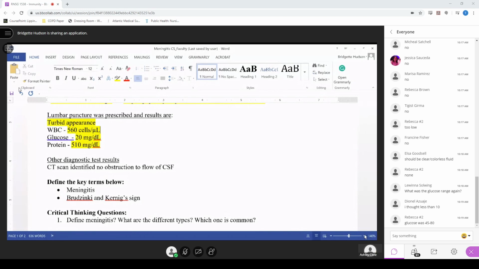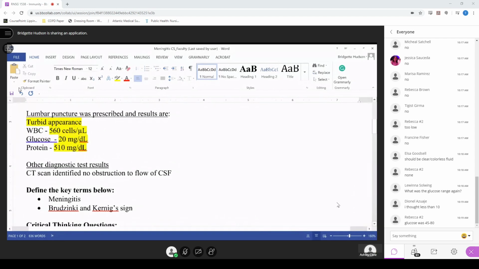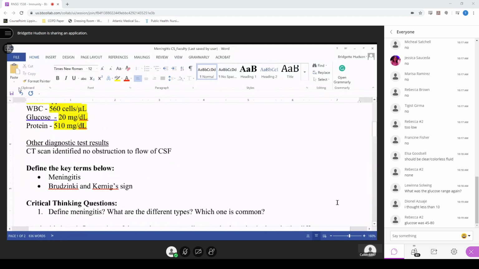Okay, it's an inflammation of the meninges, which cover the brain and spinal cord. The three major types are bacterial, viral, and fungal. Bacterial is the most common, usually streptococcus or Neisseria meningitidis. Okay. Is there a question in there? Yes. I read somewhere that bacterial is less common but more severe. So I just want to clarify that. Which one's more common?